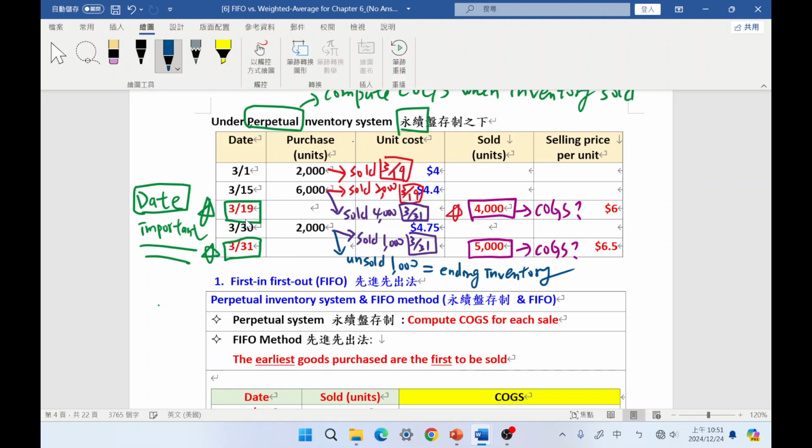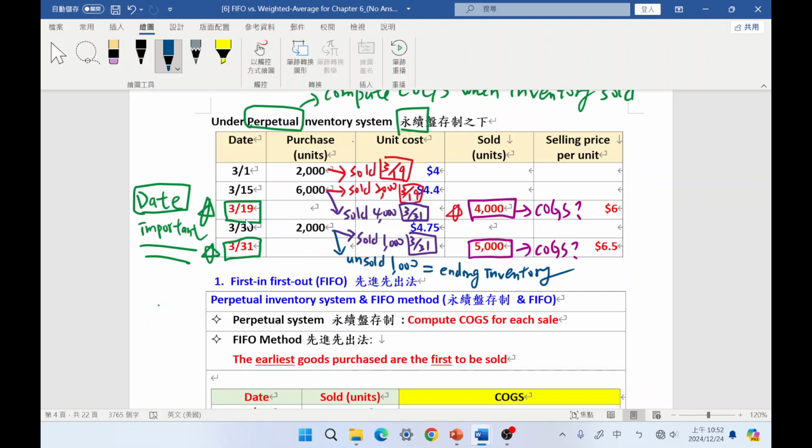Okay, any questions? So FIFO is quite simple. We are just based on first in, first out. Continue from your first inventory and keep going to your last one. That's it.